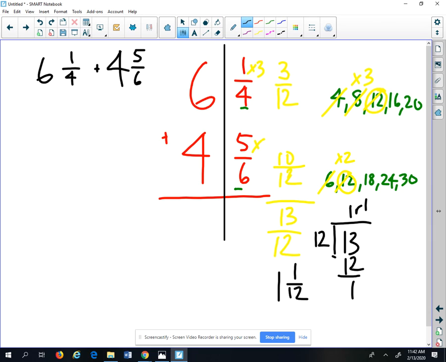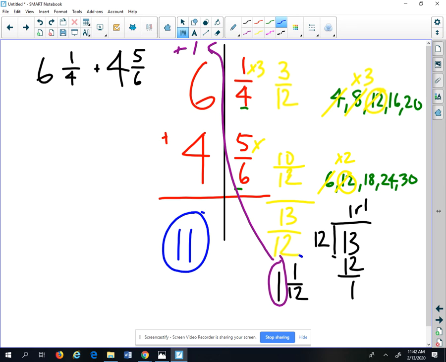Add the whole number 1 to the other whole numbers, 6 and 4. 6 plus 4 plus 1 equals 11. Combine the whole numbers with the fraction, and you get 11 and 1/12.